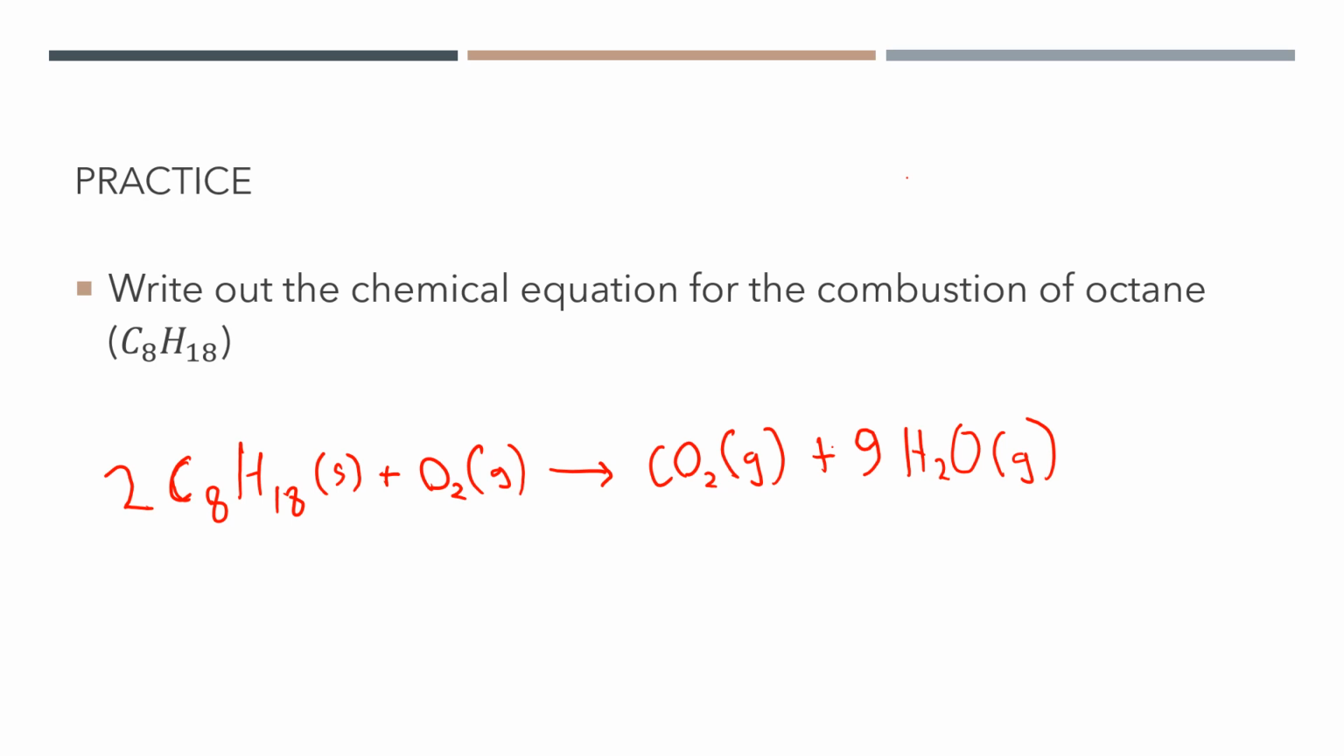8 times 2 is 16, so we have 16 and 18. But now we rethink that. That gives us 32 oxygens plus 18. 32 plus 18 is 50. And so we want to have 50 oxygens, and because there is a 2 on there, we want to put a 25 on there. Let me give myself more space. 25 O2, yeah, here we go. So that's how you'd balance that.